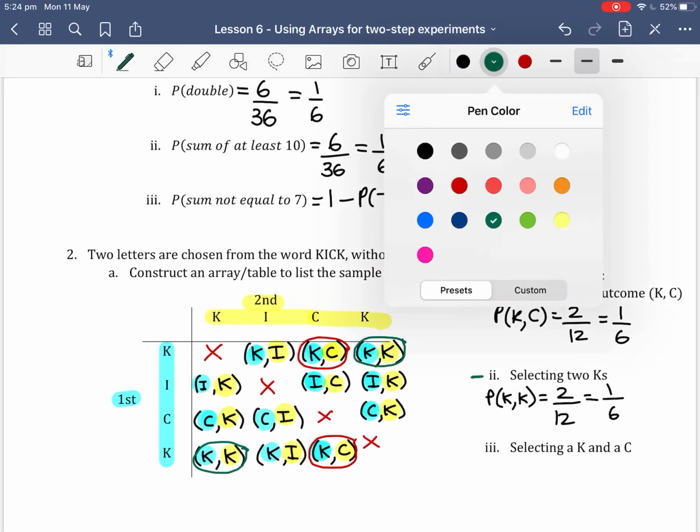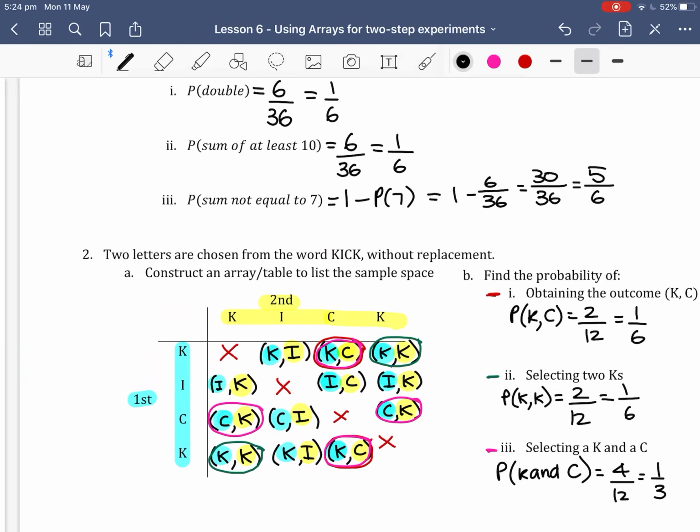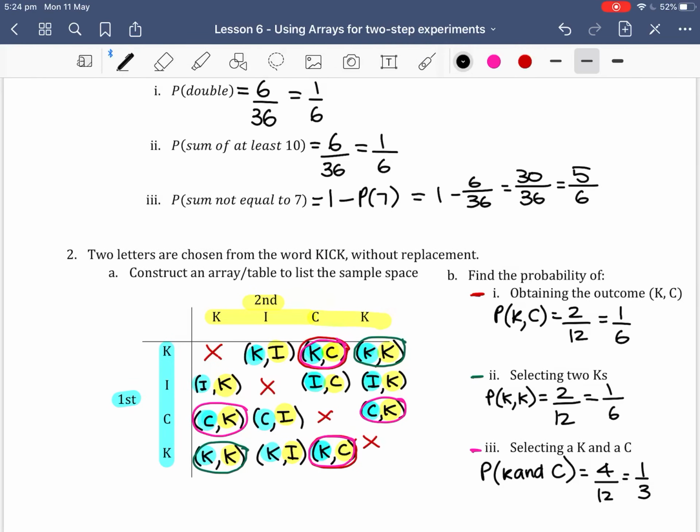And then we just have, what is the probability of selecting a K and a C. So it doesn't matter what order it is, a K and a C together. It doesn't matter the order of the K and the C. So we have a K and a C here, a K and a C here, a K and a C here, and a K and a C here. So there's 4 of those. So the probability of K and C is 4 over 12, which equals 1 over 3 as our fraction. And that is it.